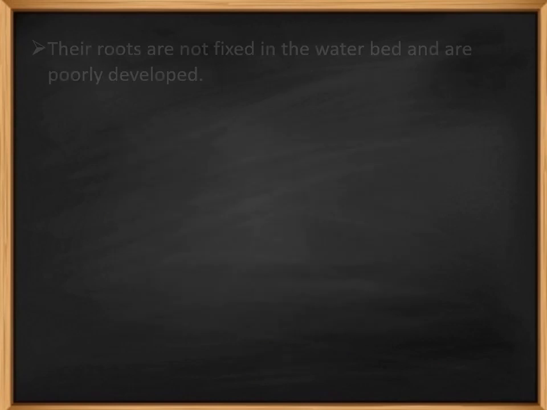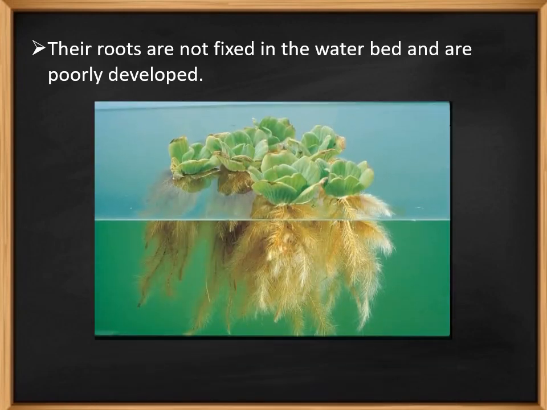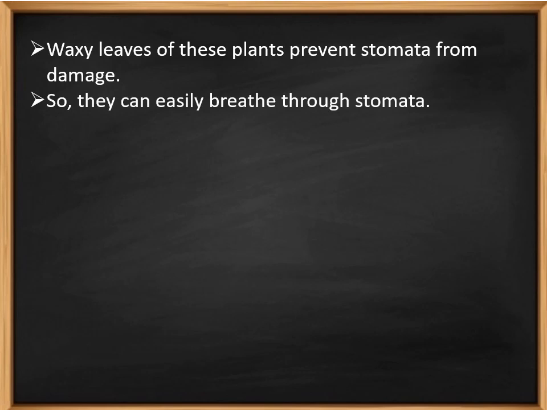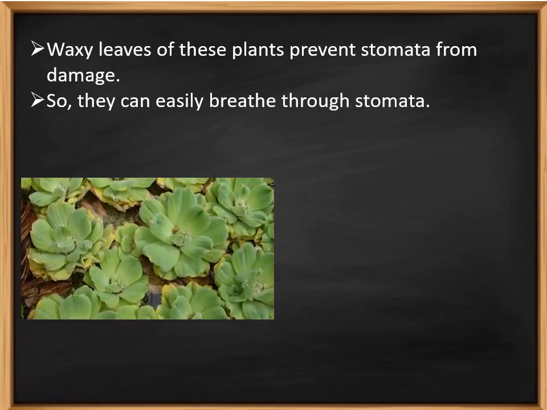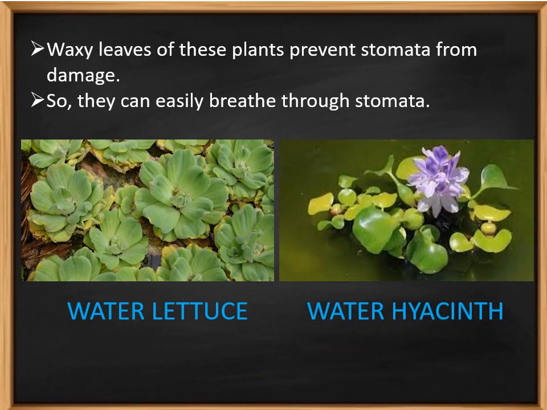The second feature of the floating plants is their roots are not fixed in the waterbed and that's why they are very poorly developed. Here in this picture you can see the roots of the plant. The name of this plant is water lettuce. And you know what? The waxy leaves of these plants prevent stomata from damage so that they can easily breathe through their stomata. The examples are water lettuce and water hyacinth.